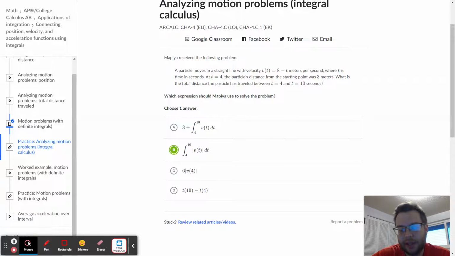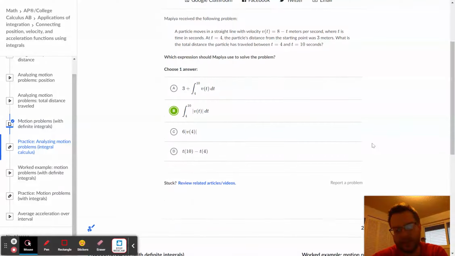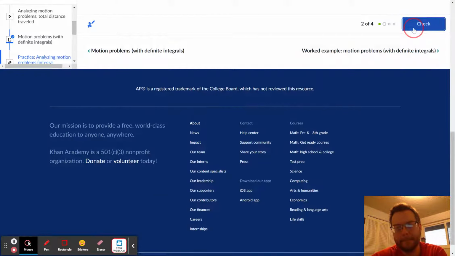So when you take the integral of the absolute value, that is when you are finding the total distance because it doesn't allow the negative displacement to cancel the positive displacement. It adds them both together. So that is the correct response here.